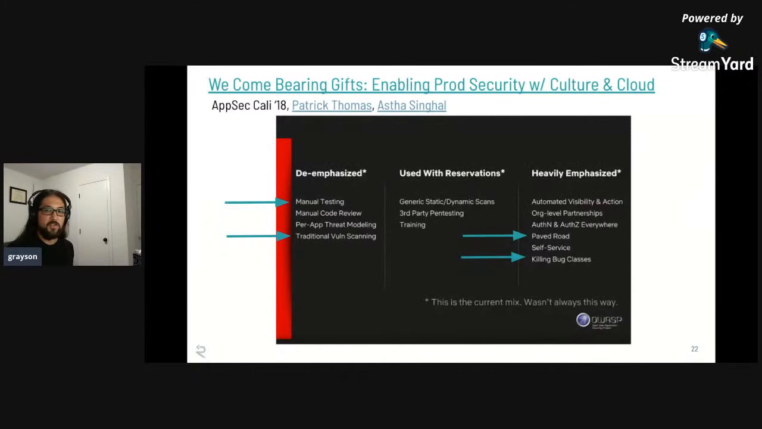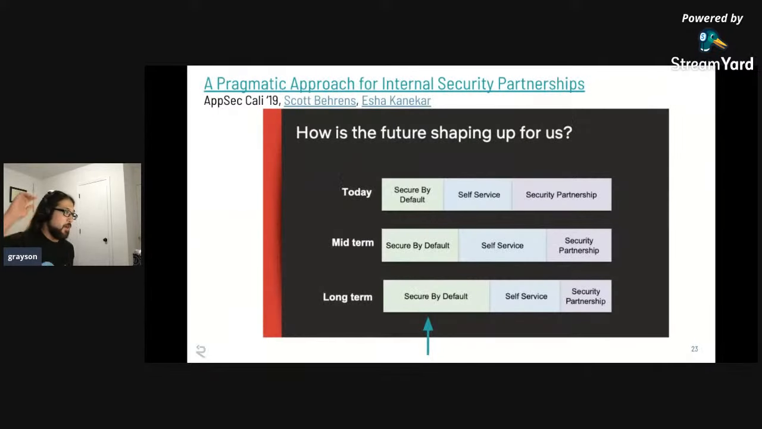This is a screenshot from a presentation by Netflix in 2018. And the arrows demonstrate that they're de-emphasizing these manual modes of doing things, and they're trying to emphasize what's called paved road, which is their term for secure defaults and invariants. And they're focusing more on killing bug classes as well. And this is also a presentation from Netflix a year later, where you can see that they're trying to focus more and more on secure by default and less on the other things.